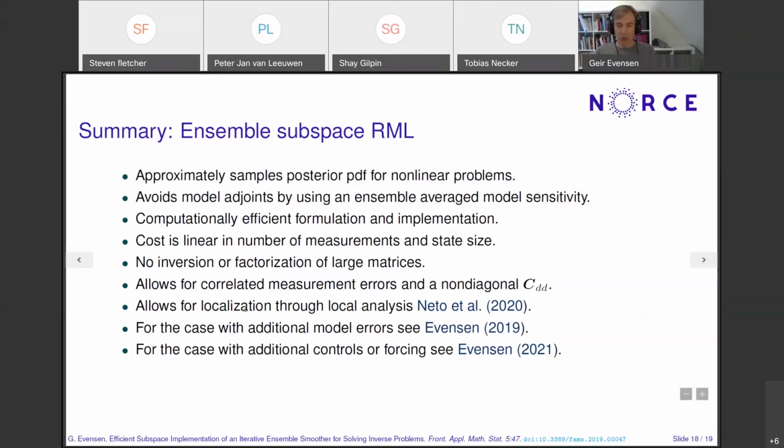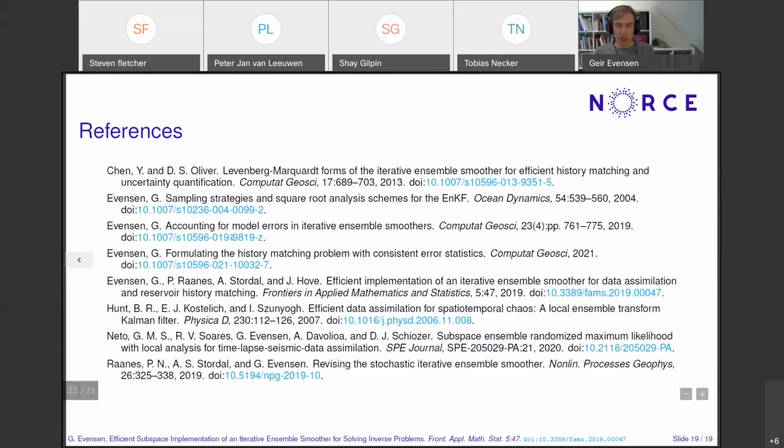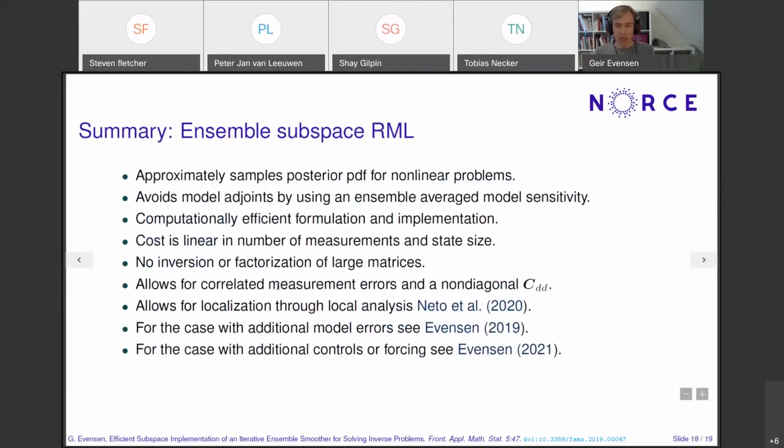In addition, we can use local analysis. There's a paper here that describes that. Also, I did some work where we include additional model errors in the system, and we also can use that. And for the case with additional forcing errors or controls, there's a new paper that just came out that discusses it. And yeah, there's a list of publications here, and I will send you the presentation so you can access these links easily. Yeah, so I think I'll stop my time there.